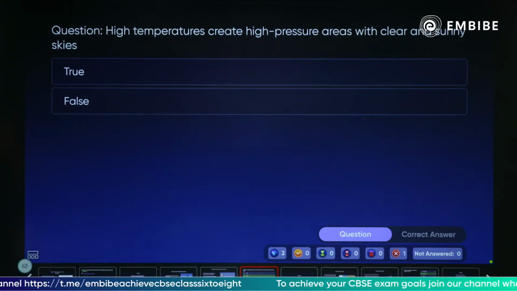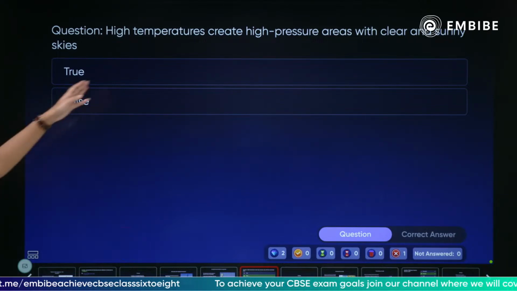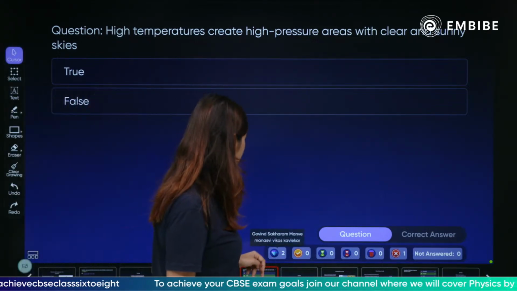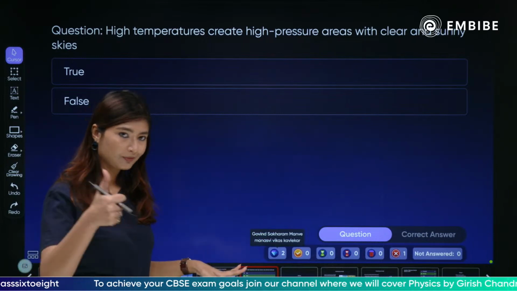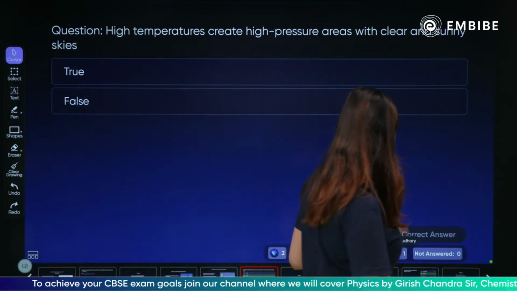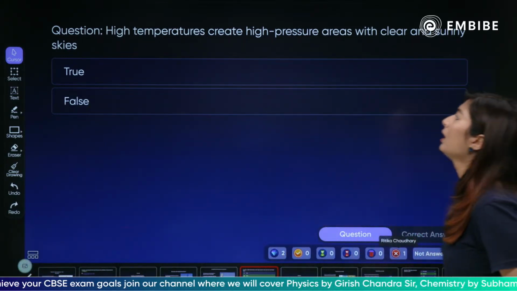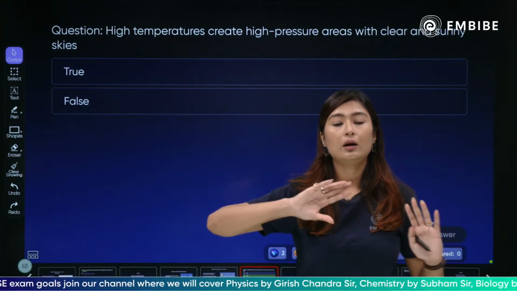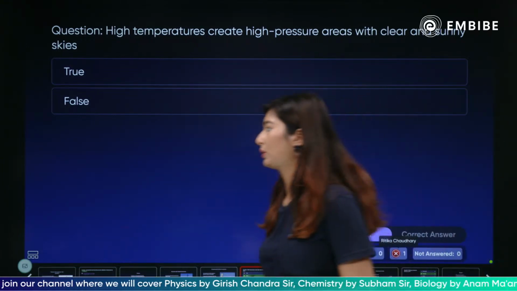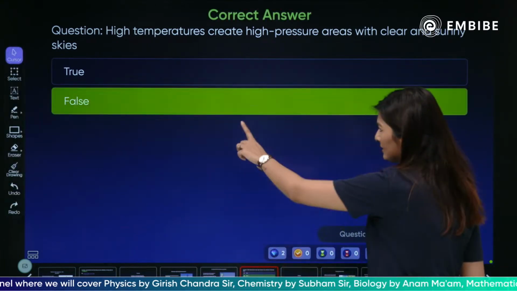Okay guys, let's check your responses. High temperature create high pressure areas. Govind and Manasvi, absolutely correct. Good job. Ritika has taken an attempt. Bachche dekho. High temperature, it is opposite. Okay. So the statement is false.